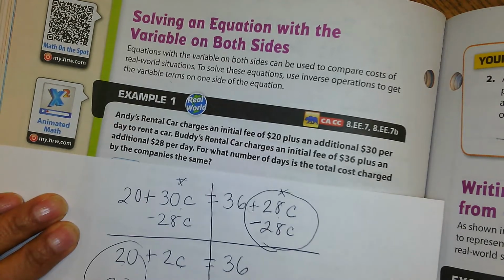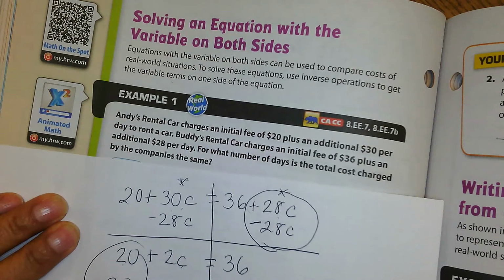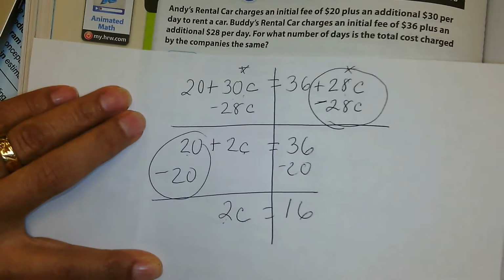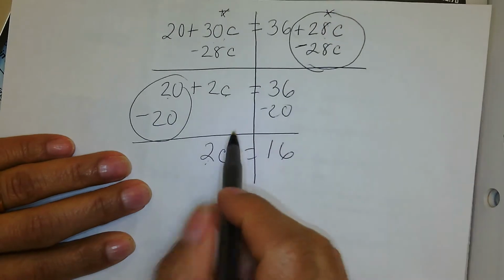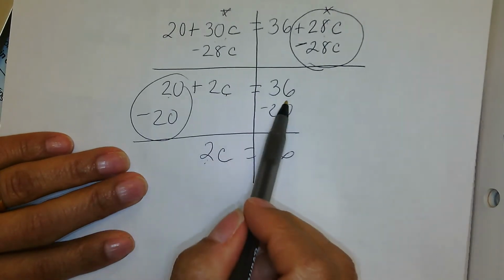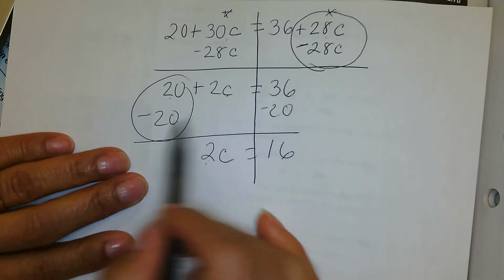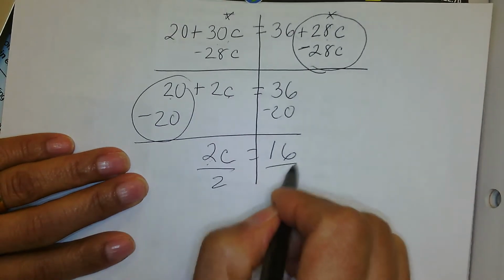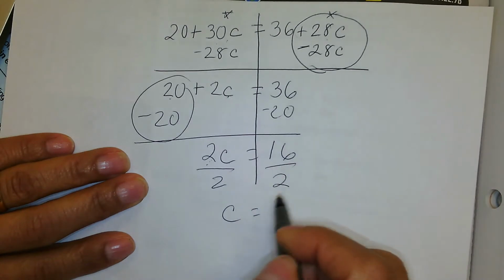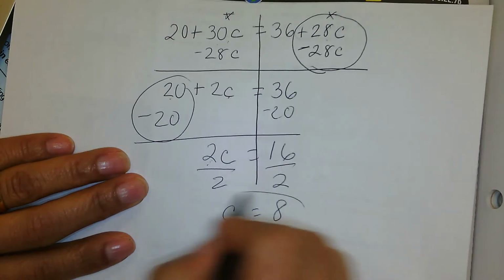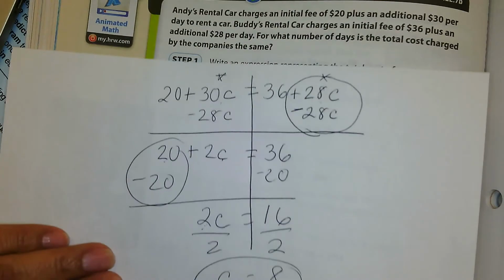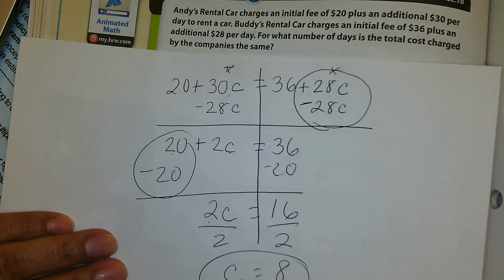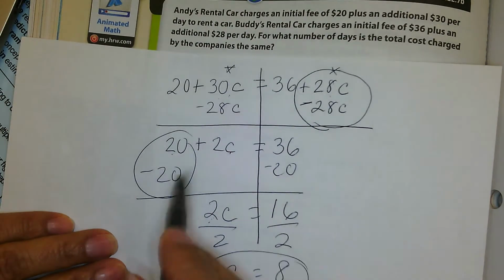And then this is being multiplied by 2. The c is being multiplied. The inverse of multiplication, oops, sorry, I wasn't showing it. I was so focused on solving it. So anyways, 20 plus c equals 36. I subtracted 20 from both sides, and I got 2c equals 16. Then I divide both sides by 2, and so I get c equals 8. Okay, so my cost of the car, the days, how many days? In 8 days, the cost will be the same.